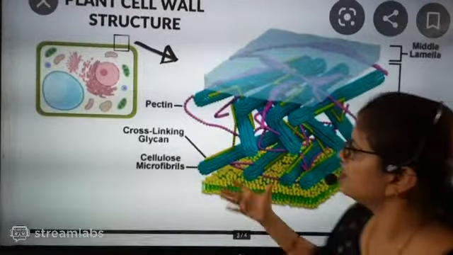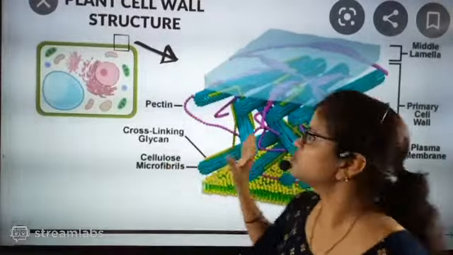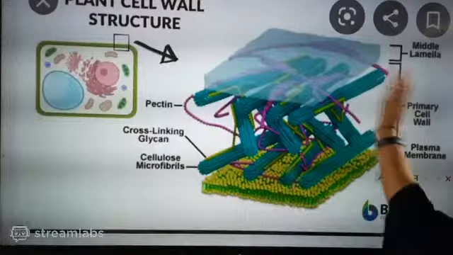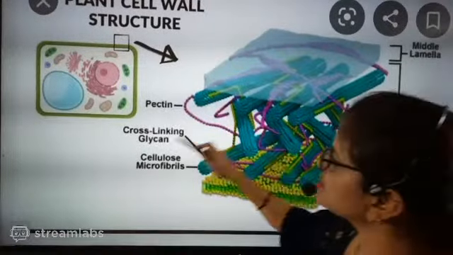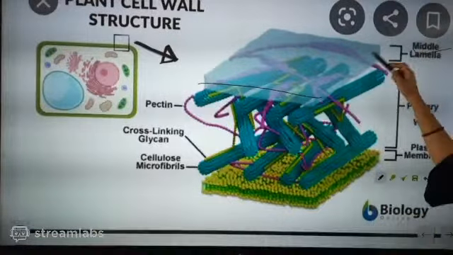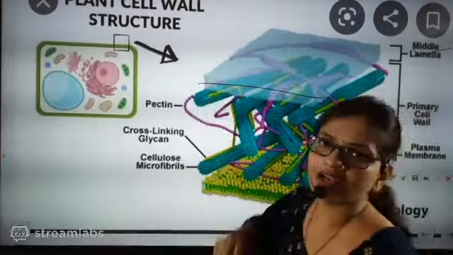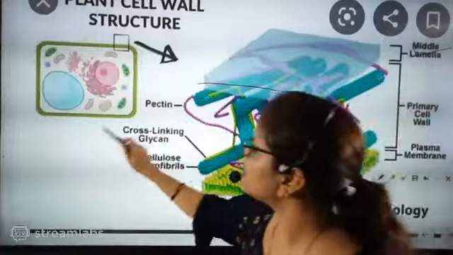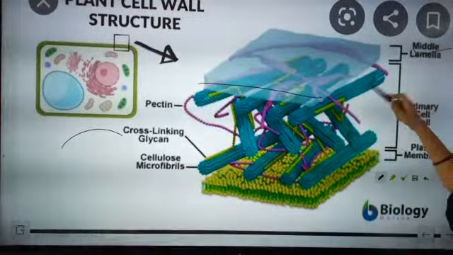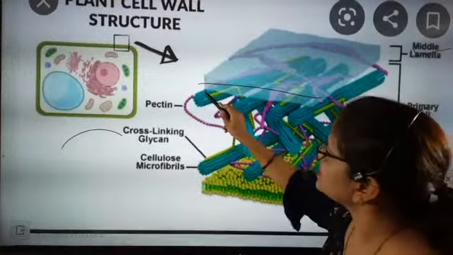Now let's see the cell wall structure, beta. Now we have understood one very important point. After seeing this, you will understand that the outer layer is called the middle lamella. The plant cell's outer layer is called the middle lamella. And next, beta, you see here, these are fibers.